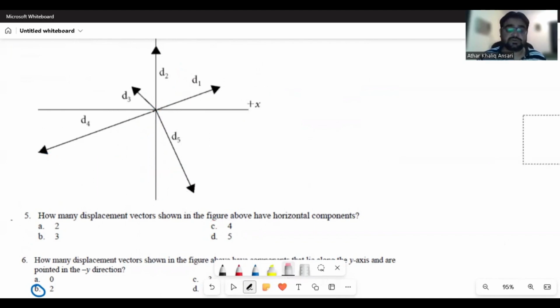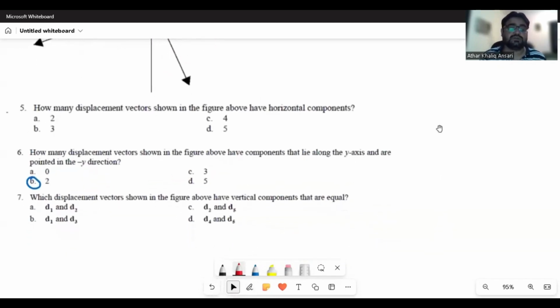For example, if I try to draw these two components here, this is the point for D3. This is for D1. If I draw the line from here, from this point till this point is D1Y, and similarly D3Y is from here till here. So you can see both of these are equal in value. So D1Y is equal to D3Y. So D1 and D3 have components which are equal in magnitude.